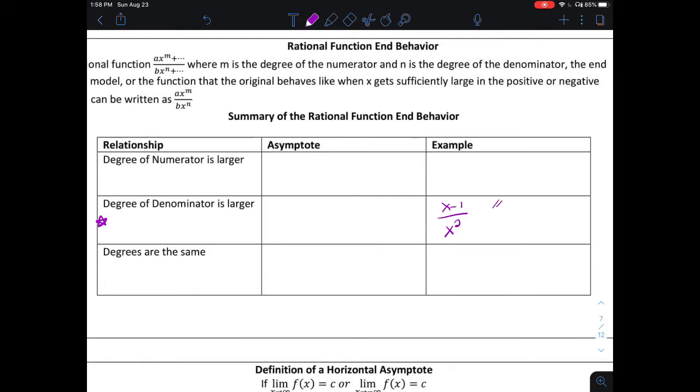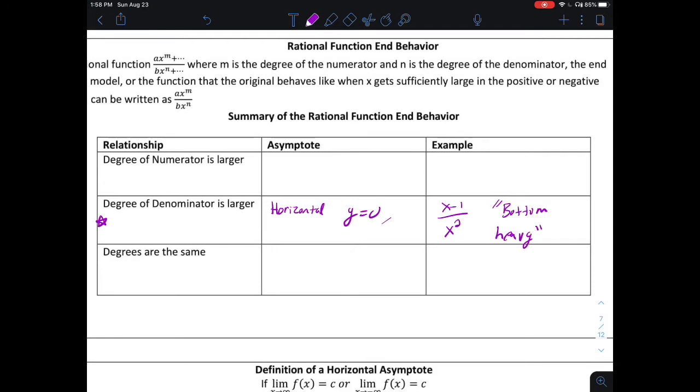It's considered to be bottom heavy in terms of the rate of growth, meaning that as x increases or decreases without bound, the denominator is going to have a much larger value than the numerator. And because we're talking about division, it's going to be approaching a value of 0. So if the denominator has the larger degree, it'll have a horizontal asymptote of y equals 0, basically meaning that the limit of that function will equal 0.